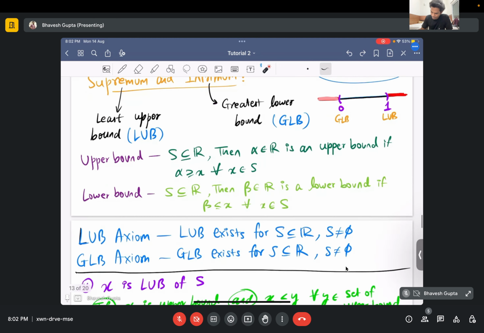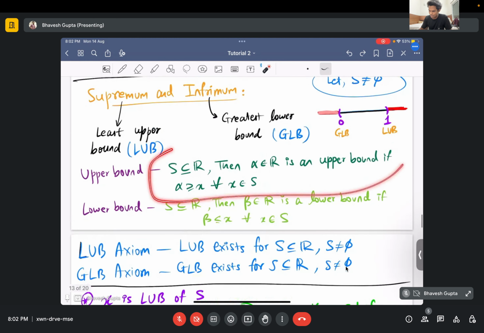And over here, I have just written in the sense of the epsilon delta definition, where we can say that here I just explained what you mean by an upper bound and lower bound. You can just check out them. They are very simple.